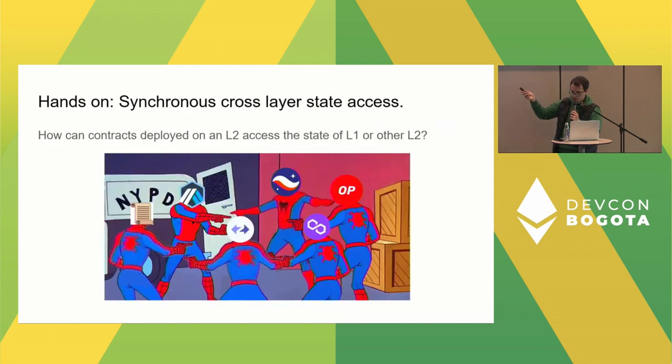So, synchronous cross-layer state access. How can a contract deployed on some layer access the state of another L2 or L1? I mentioned that we always need the state root, but because all of these systems have a native messaging system, we can send a small commitment, for example the block hash, to L1. Usually it all goes through L1. And yeah, we can unroll it or send the state root directly.